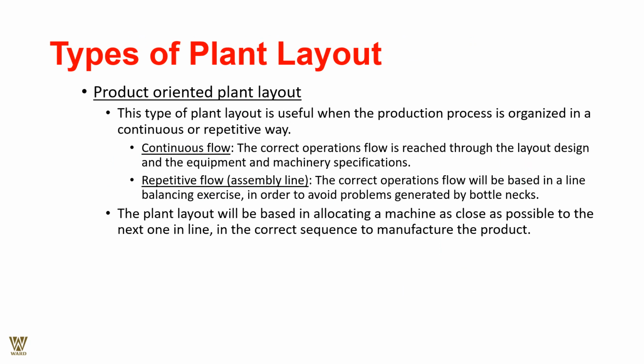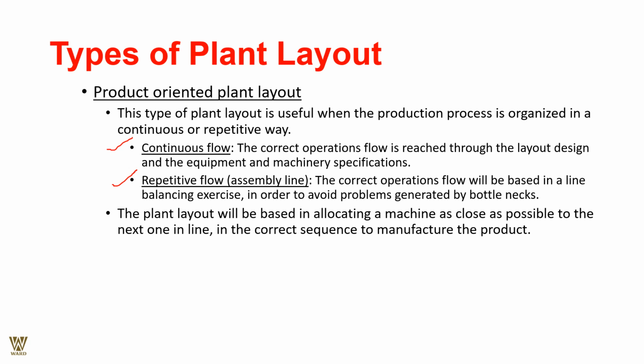Now, types of plant layout: if you look into it, we have two types of plant layout. They are continuous, which I've just shown you, and then there is the assembly line layout, which is repetitive in nature. The correct operation of the flow will be based on a line balancing exercise in order to avoid problems generated by bottlenecks. This needs to be understood time and again by all of us to reflect what the product layout plan is.